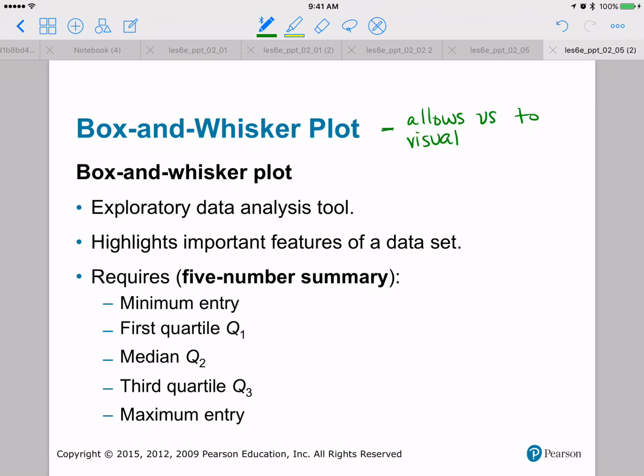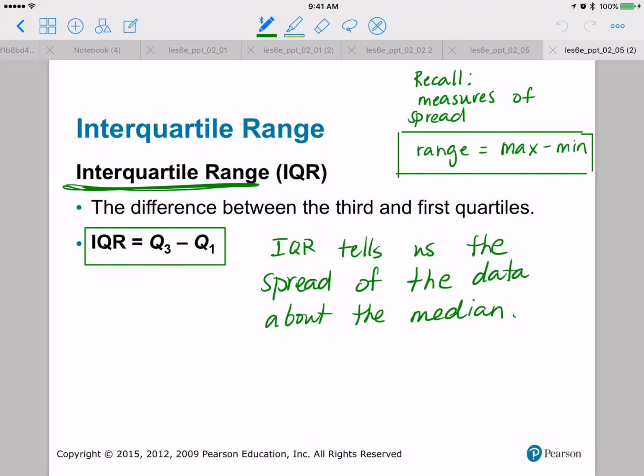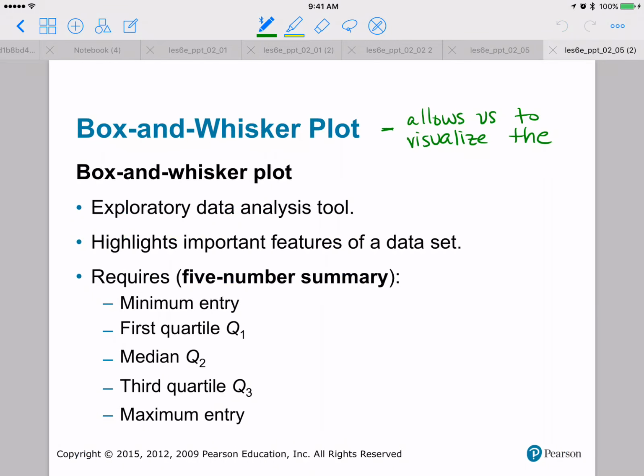So it allows us to visualize the properties of a distribution. So we'll say the spread of a distribution, the spread of the distribution with respect to the median.